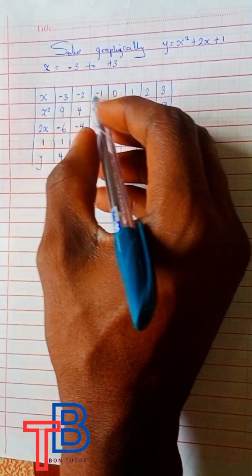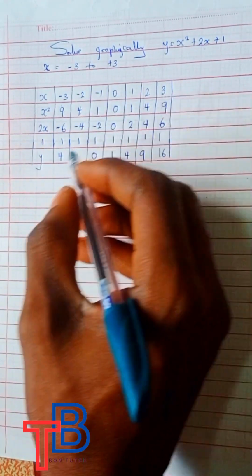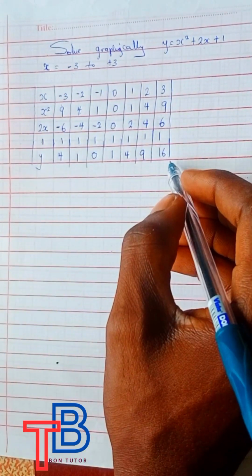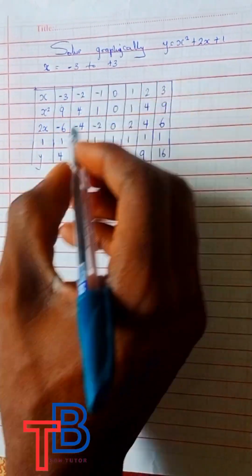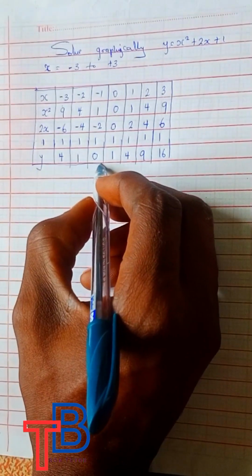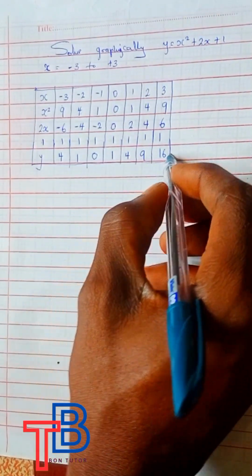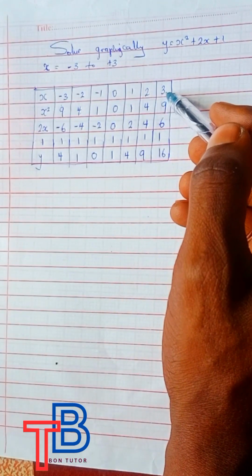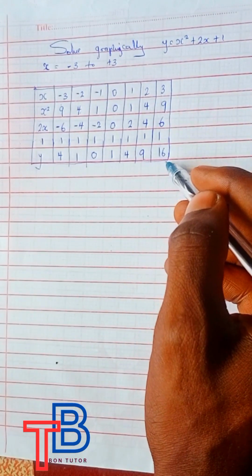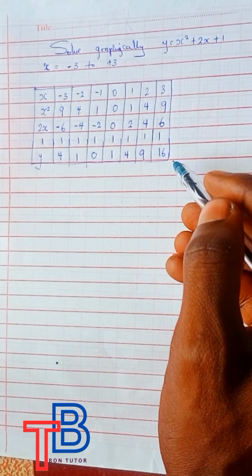These are the values of your x up here, and these are the values of your y down here. And what you have here is what we call the table of value for the equation we have above. So what we are going to do now is plot the value of our x against our y. Now let's go to the graph.